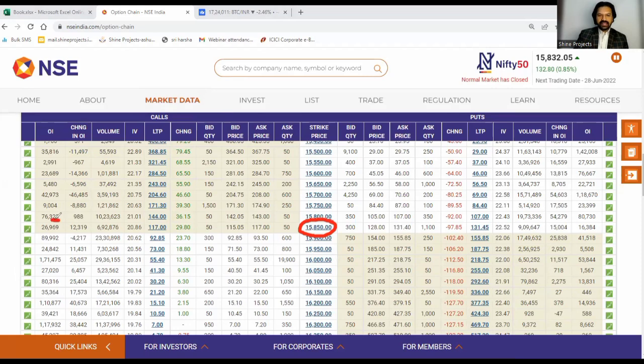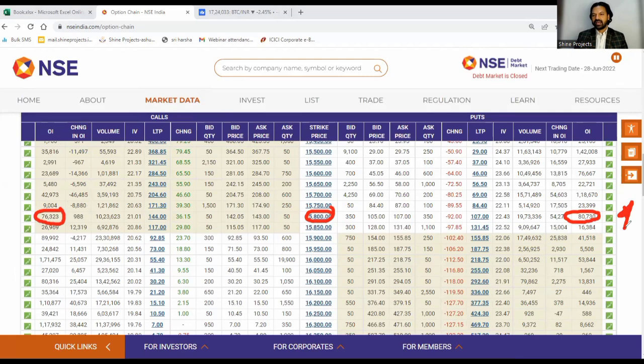At the money, 50 we don't consider. So let me take 15,900 as being at the money. I don't think 15,900 is at the money, considering where the Nifty has closed. 800 as at the money. So at 800 there is 76 and 80. Almost it is equal, but the put writers are winning, because put writing means giving support to the market.